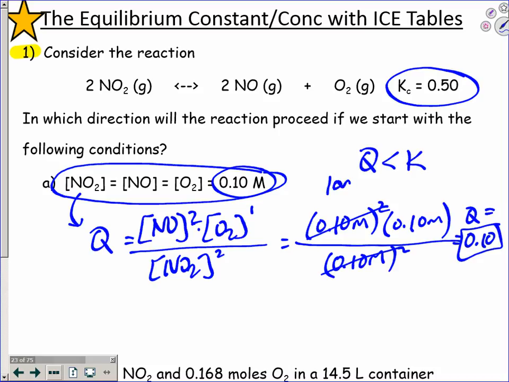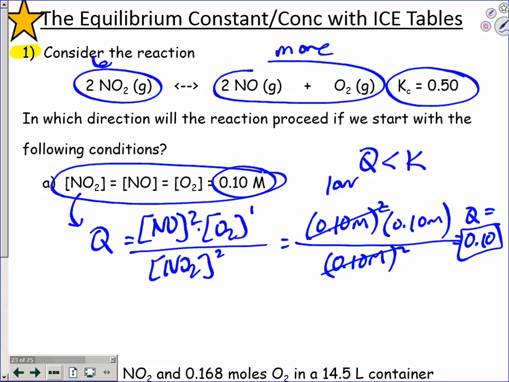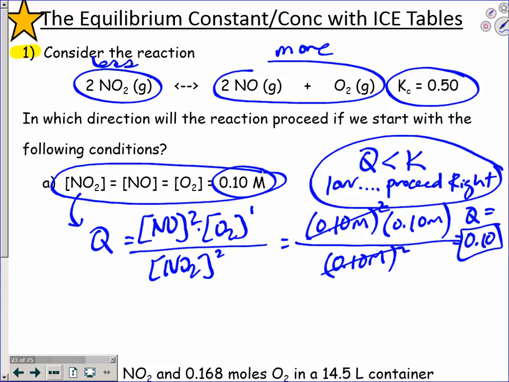So Q is what? Low. Okay, so how do I get Q higher? Make more what? Make more products and consume reactants, because we're going to make that numerator high, the denominator low. So if the Q is low, then we're going to proceed which way? Proceed right. Good. That's it. Now, we eventually will be setting up the ice boxes and plugging in and finding X values, but I just want to make sure you're clear on how to do that first.